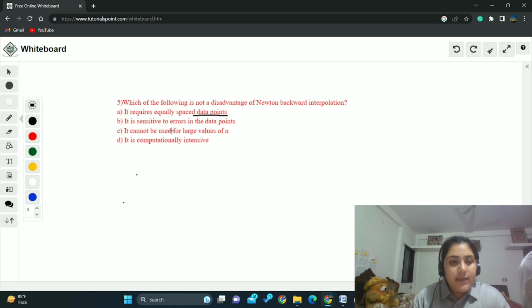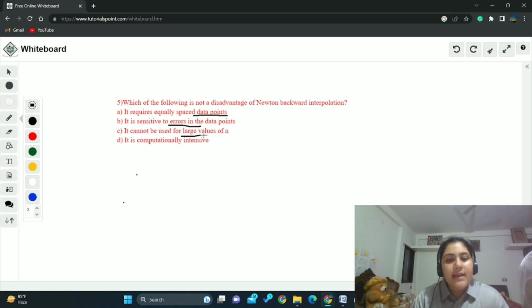Coming to option B, it is sensitive to errors in the data points. The accuracy of interpolation heavily depends on the data points. If there is inaccuracy in the data points, it will affect the interpolation value. So this is also a disadvantage.